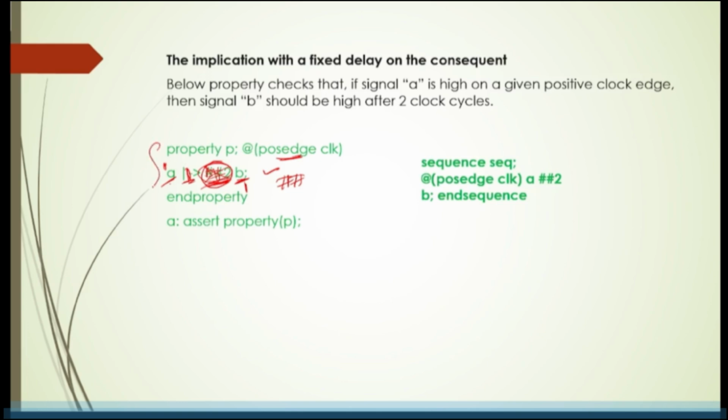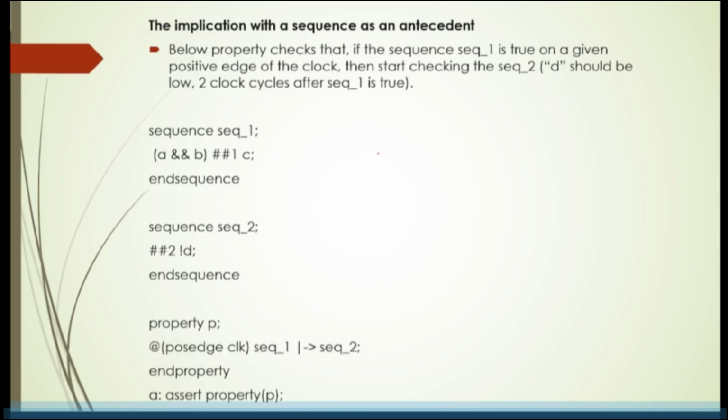So this is how you write it using the implication operator within properties. But if you are writing within a sequence, you can just write it as A hash hash 2 B. Okay, so this is how you will be writing your sequences and properties. Now let us see how we are going to use it in real time while developing the codes in testbenches.